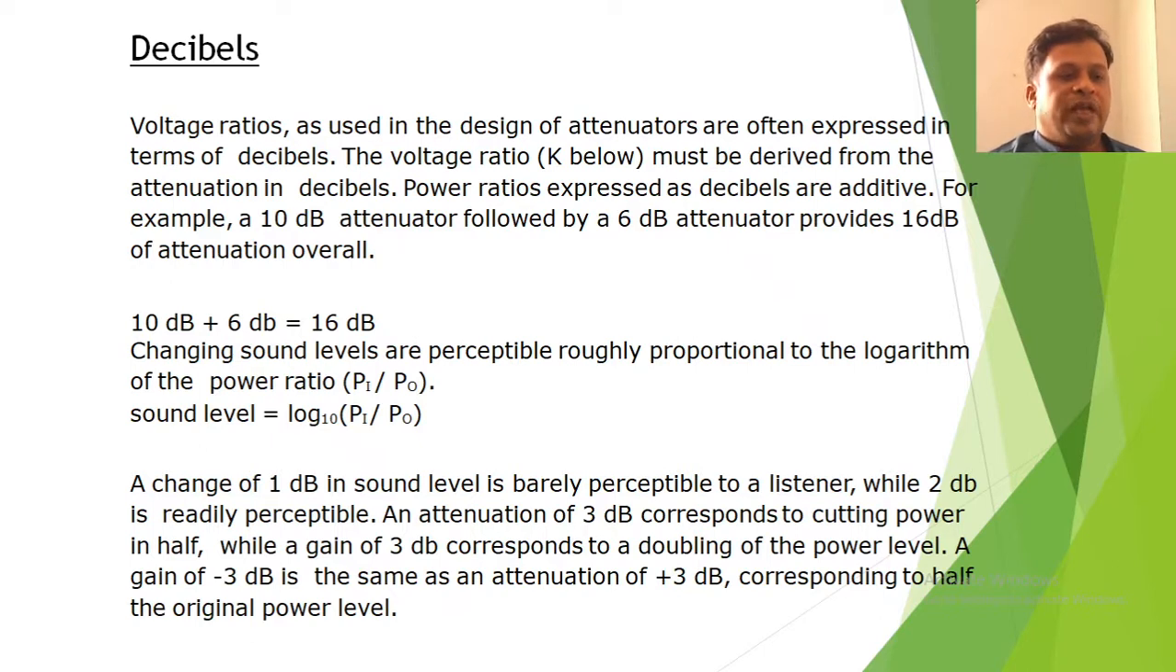A change of 1 dB in sound level is barely perceptible to a listener, while 2 dB is readily perceptible. An attenuation of 3 dB corresponds to cutting power in half, while a gain of 3 dB corresponds to a doubling of the power level. A gain of minus 3 dB is the same as an attenuation of 3 dB, corresponding to half of the original power level.